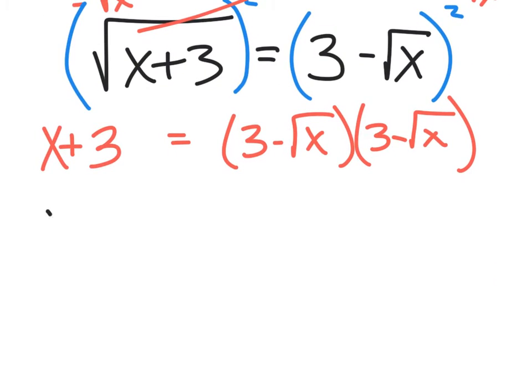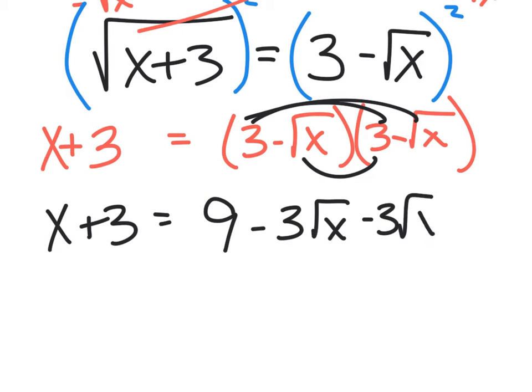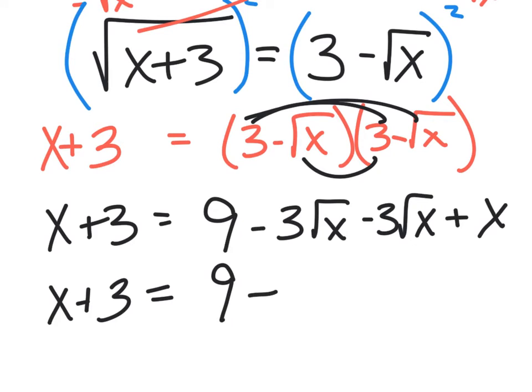So I'll keep cleaning up here. x plus 3 equals, we'll FOIL. So 3 times 3 is 9, minus 3 radical x, then a minus 3 radical x, then a negative times a negative is a positive, and radical x times radical x, hopefully you've got now, you could say radical x squared, but we should know it's just x. Now notice, these are not conjugates, they should not cancel. So I get x plus 3 equals 9 minus 6 radical x plus x.